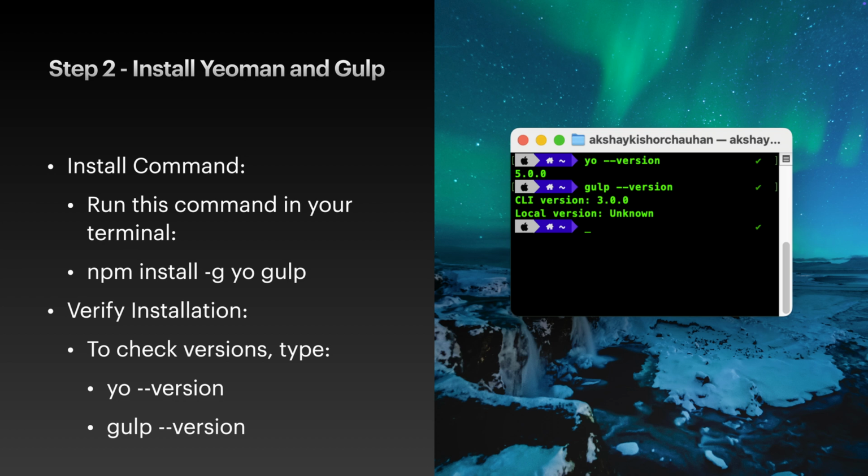Next, let's install Yeoman and Gulp, two tools you will use frequently for SPFx development. In your terminal, type the following command: npm install -g yo gulp. This will install both Yeoman and Gulp globally, so they are available for any project. Once the installation is complete, you can check the versions by typing yo --version and gulp --version commands. If you see version numbers, you are all set.